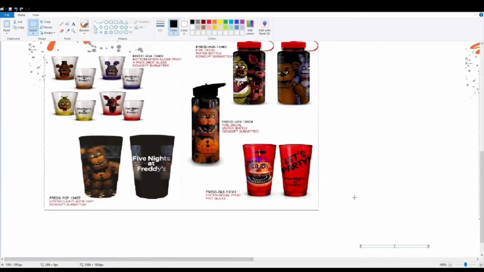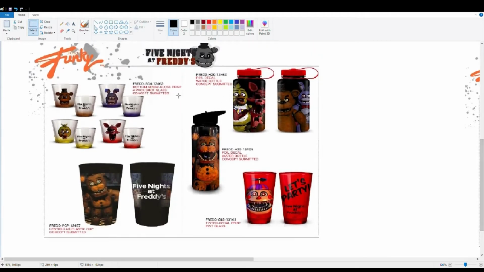Now we get to this one, and I'll get to this one after this. So, another plastic cup, 3 out of 5 stars. Foil decal water bottle, 3 out of 5 stars. Tinted decal pint glass, 3 out of 5 stars. Foil decal water bottle, 3 out of 5 stars.